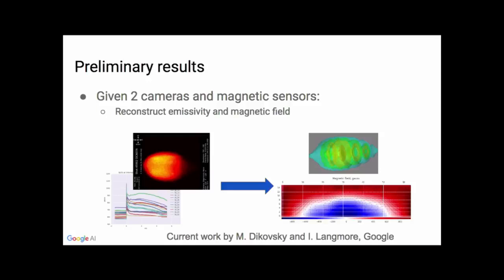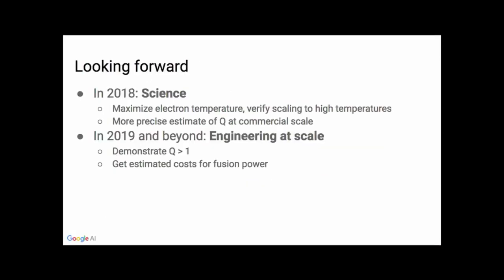their experimental loop. So looking forward to this collaboration, next year I call the Year of Science, because going back to the scaling law, we're going to try to do everything we can to maximize that electron temperature, and we're going to try to verify the scaling laws up to high temperature where we're getting close to actual fusion temperatures. And the outcome will be a precise estimate of Q at commercial scale.